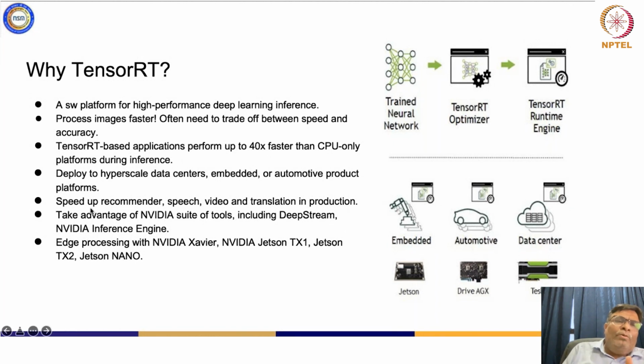So you can use TensorRT for speeding up recommender systems, speech processing, video translation. Now you can use this TensorRT to take advantage of tools like DeepStream and NVIDIA inference engines. You can do edge processing with NVIDIA Xaviers, as I told you, Jetson TX1, TX2, and Jetson Nano, all three. So you can do everything using TensorRT, right? So it's a deep learning inferencing software platform, which we'll show you tomorrow in the next class, right?